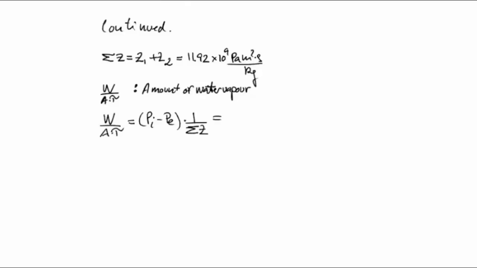What we have to do is we have to find the amount of water vapor passing through, and as you can see, the formula for amount of water vapor is find the difference in internal and external pressure, and then times it with 1 divided by sum of Z. If you have problems with finding internal and external pressure, look at Vapor Part 2.